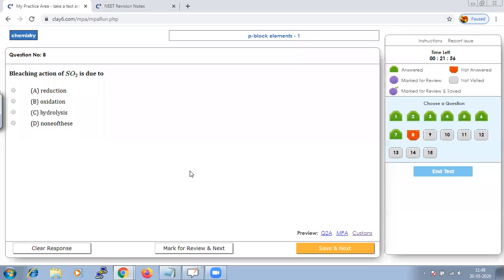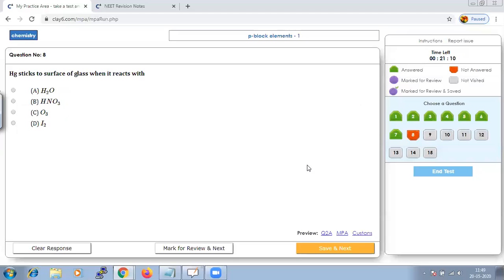Because sulfur dioxide is used as a bleaching agent, it has the tendency of removing oxygen from the colored substance and it makes it colorless. Atmospheric oxygen will slowly occupy the removed oxygen and the material will regain the color. That is a different criteria. But when you are adding sulfur dioxide as a bleaching agent, it will remove oxygen from the colored substance. Hence, we can say that it is used as a reducing agent, or we can say it is due to reduction. Let us save that and go to next.